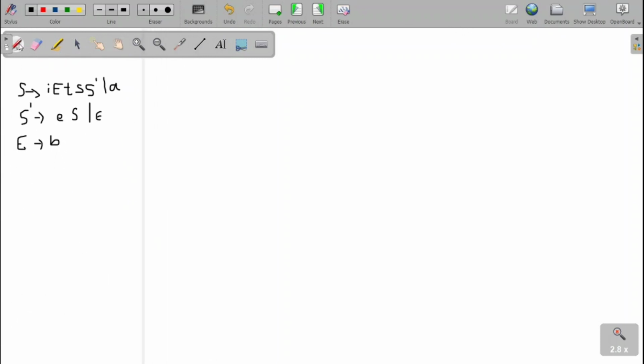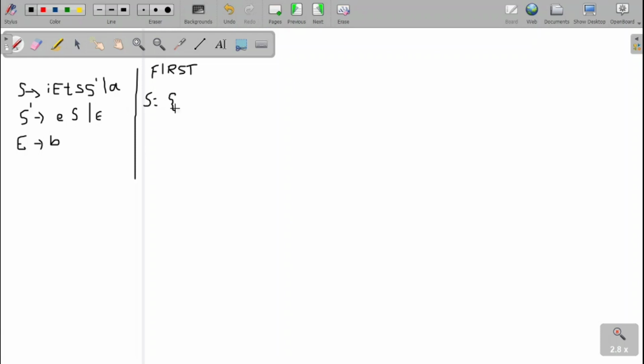First and the follow set for this one. Fine. So first I will construct the first set. First of S. I'll start with S. What is the first of S?